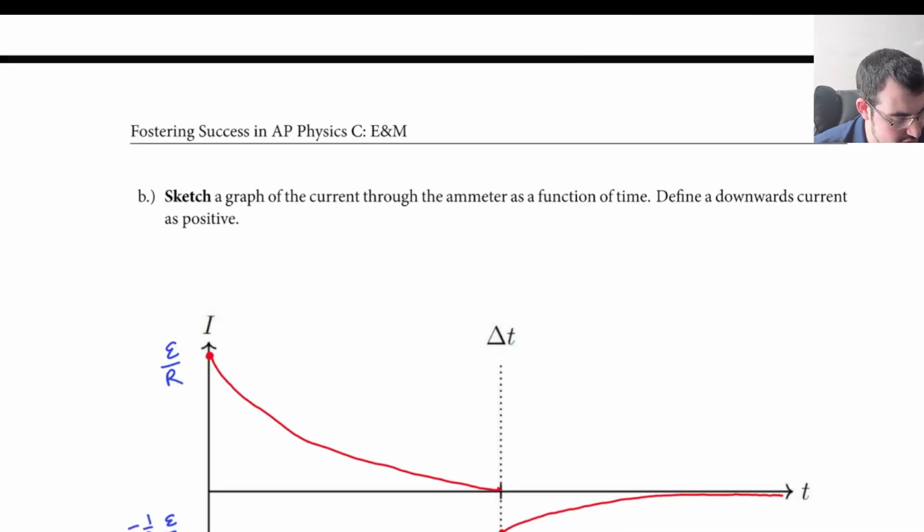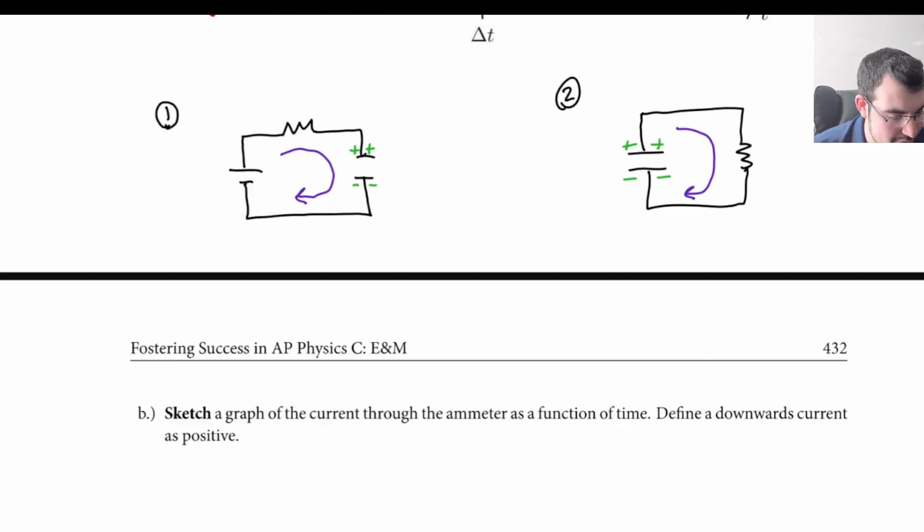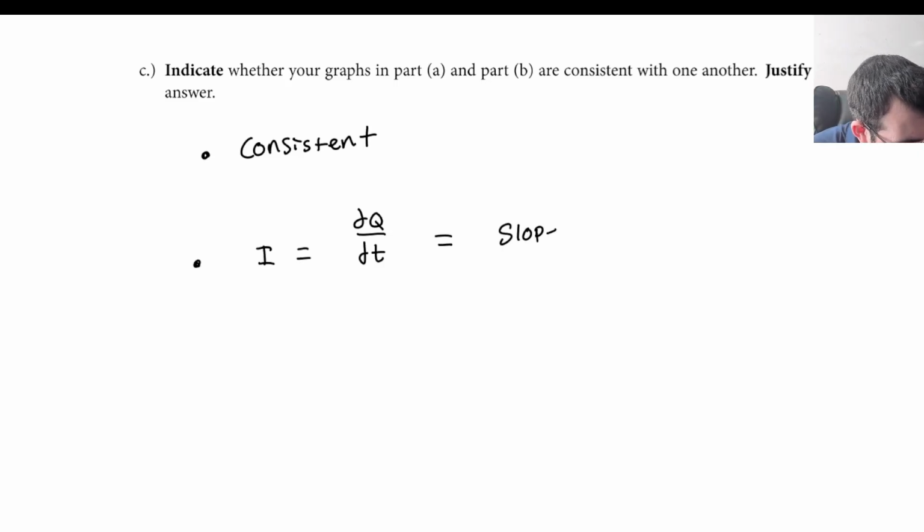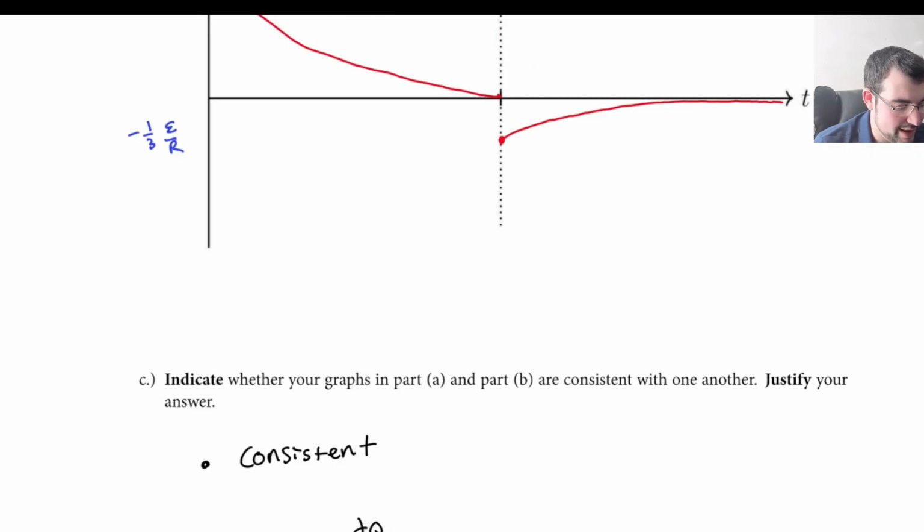So what's the relationship here? We have a graph of I and a graph of Q. Well, we do have a relationship. We said that I is dq/dt. And what is a derivative on a graph? Well, that's equal to the slope. So let's check that out.